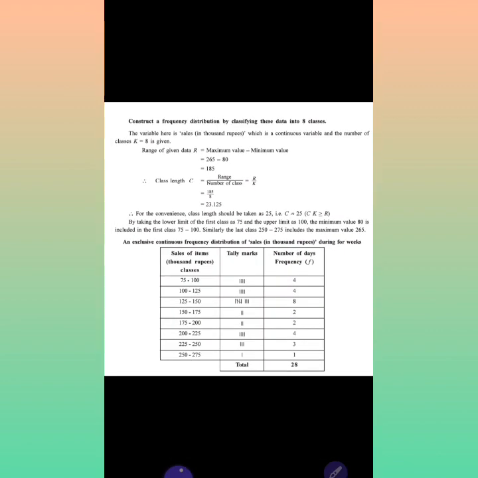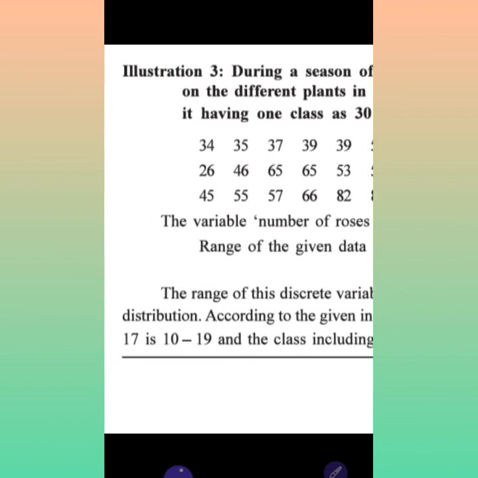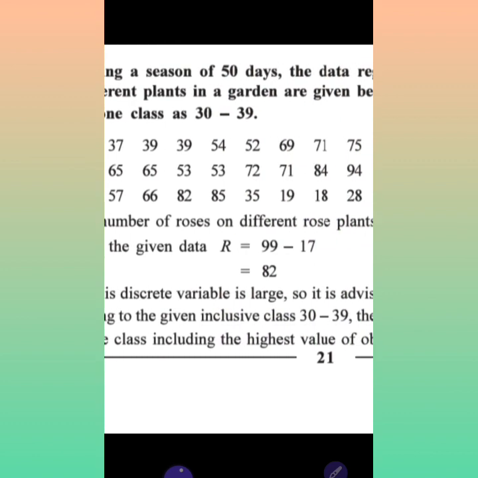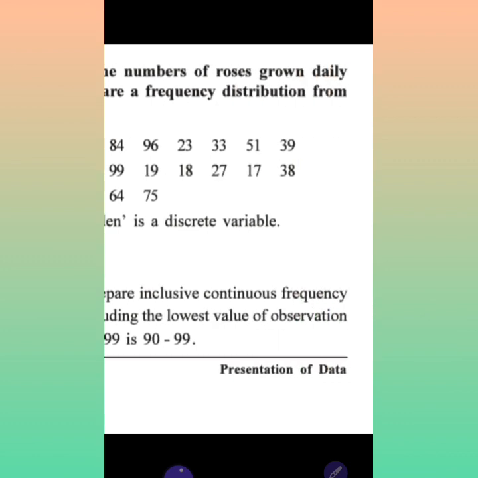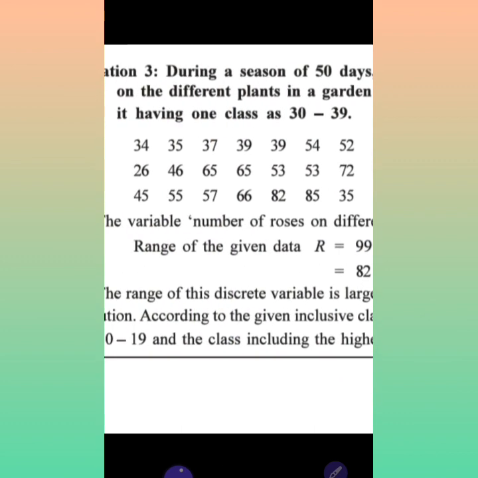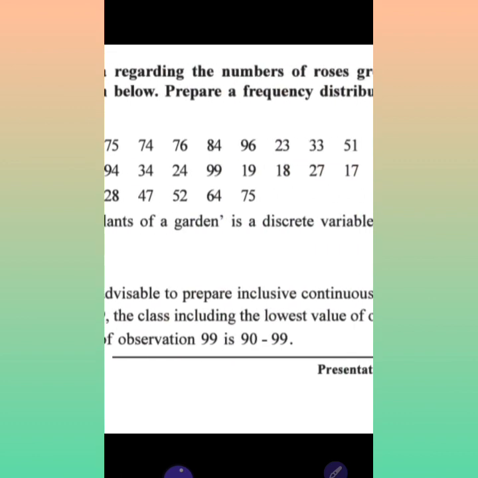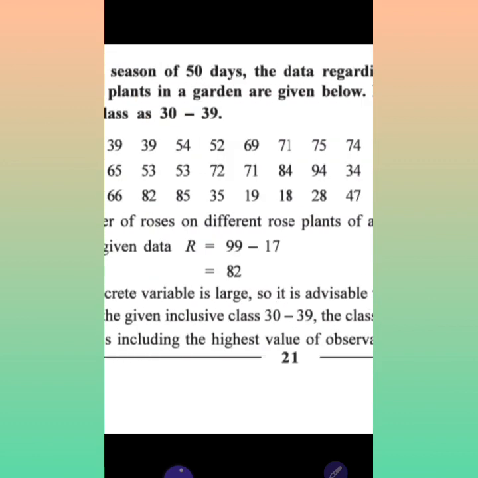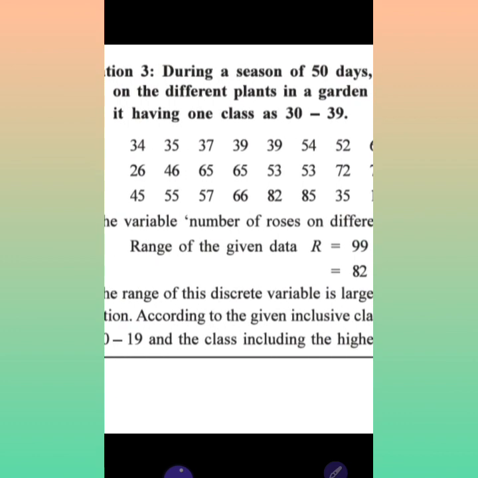So this is our second sum, right children? Now we shall see our third example. See the third example: during a season of 50 days, the data regarding the numbers of roses grown daily on the different plants in a garden are given below. Prepare a frequency distribution from it having one class as 30 to 39.